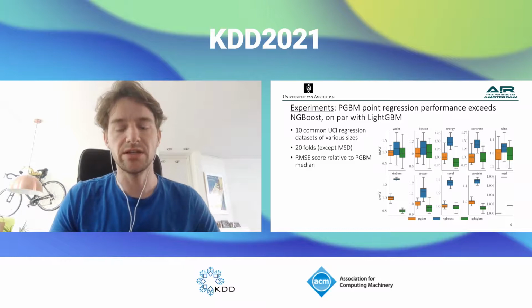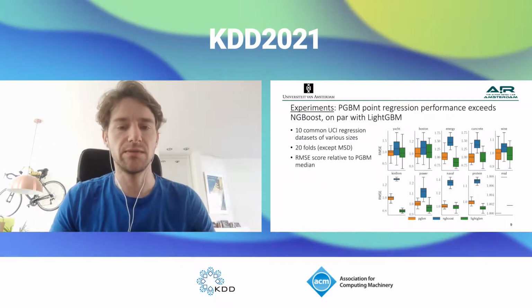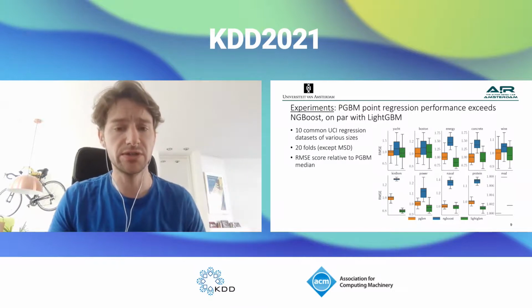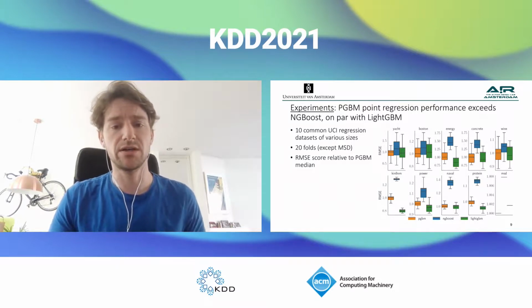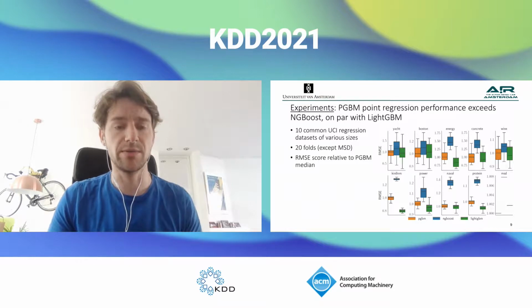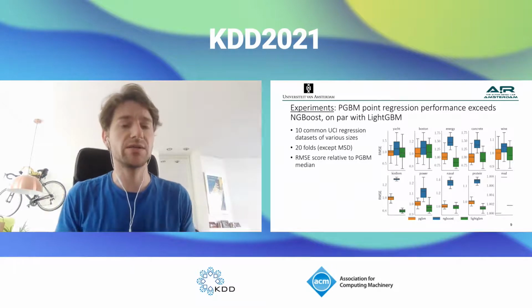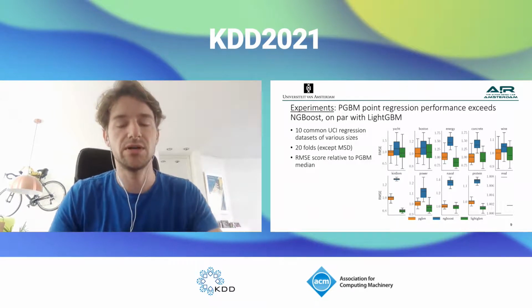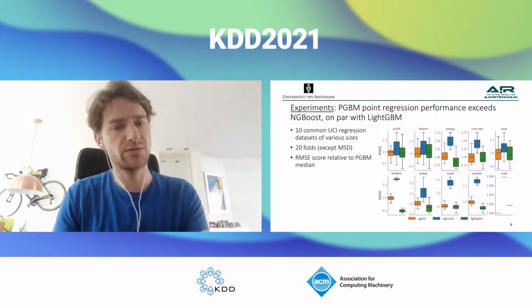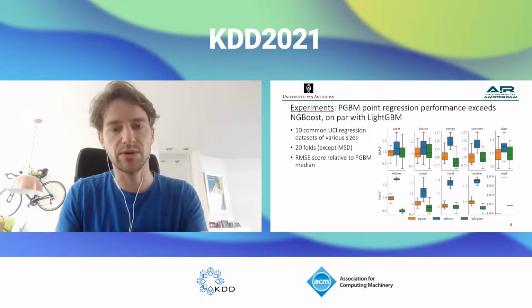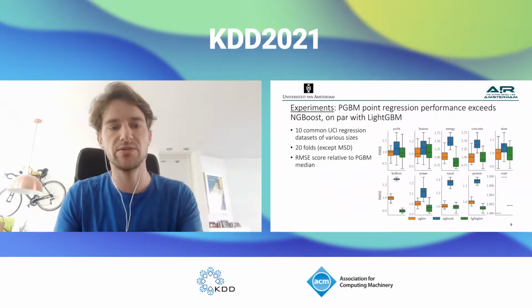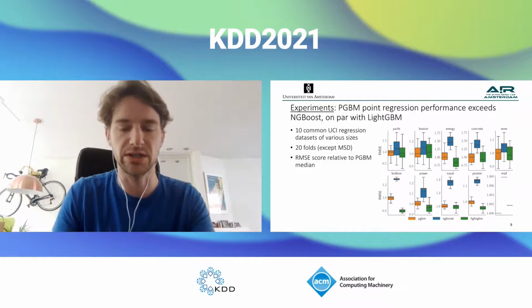What we can see is that the point score of PGPM is better across all the data sets than XGBoost, and it's comparable to LightGBM, which is great, because this already means that we are better able to do point performance. But of course, that's not what we're interested in. We were interested in probabilistic regression. So how does it compare against XGBoost on probabilistic regression?